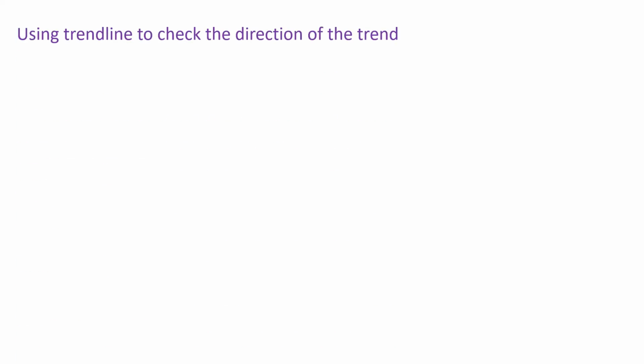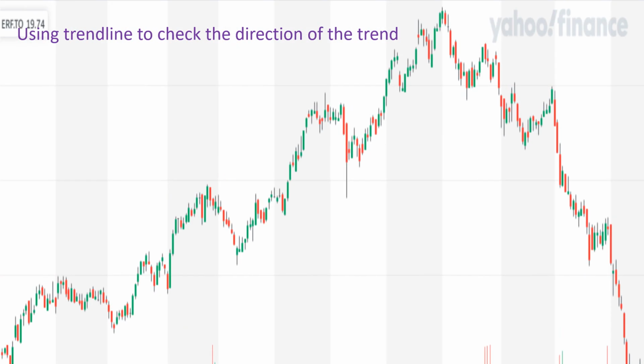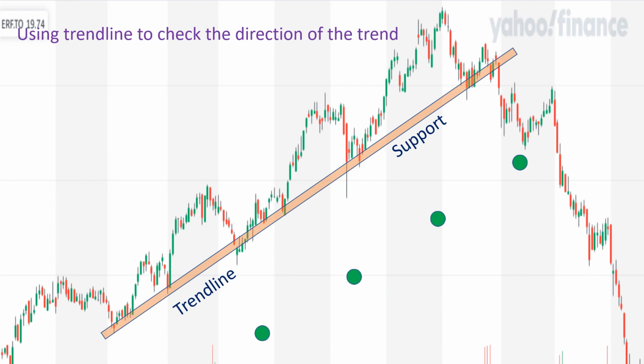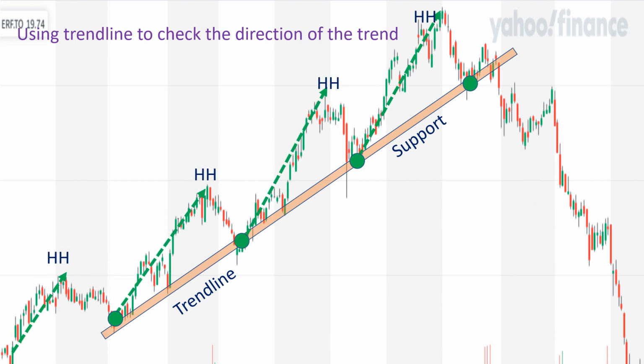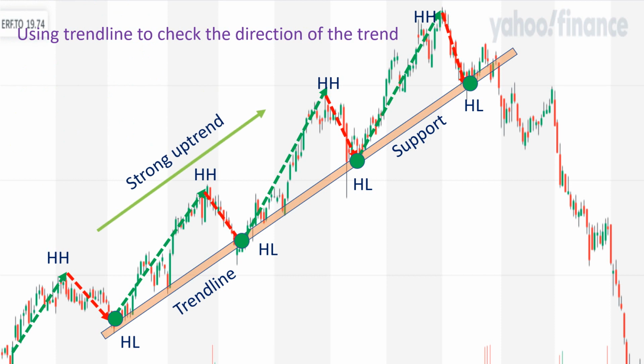Using trend line to check the direction of the trend, this is the price trend and this is the trend line considered as support. That's the number of touches, and this is a higher high and higher low of the trend, and this is considered a strong uptrend. When the price is above the trend line and passes through two or more higher low pivots, where the more recent low is higher than the previous low, that is the sign of an uptrend.